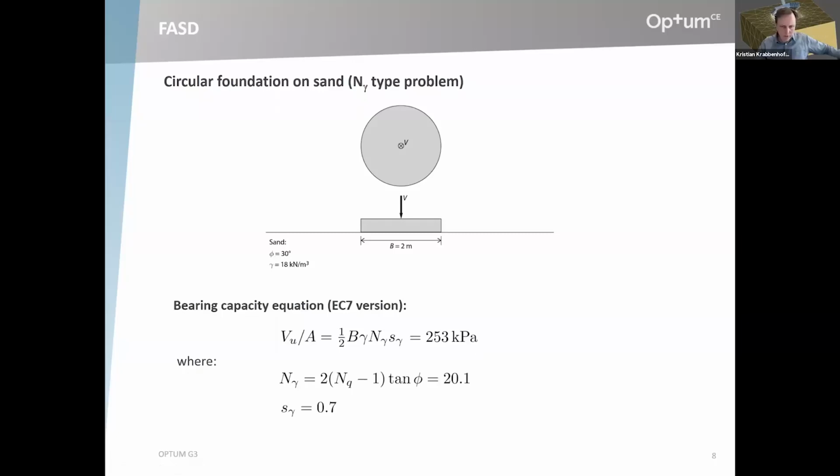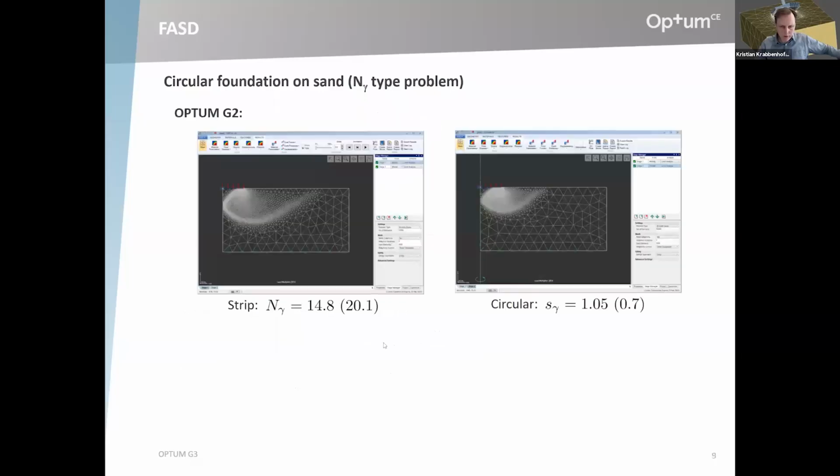That's of course fine, you are kind of done if you've done that, but you might then also want to check your results with, say, a finite element analysis. For example, with Optum G2, which can do these analyses very accurately, of course, upper and lower bounds. If you do that, you've determined the bearing pressure, but you can then convert that. You start with a strip and then first see what is your equivalent N gamma.